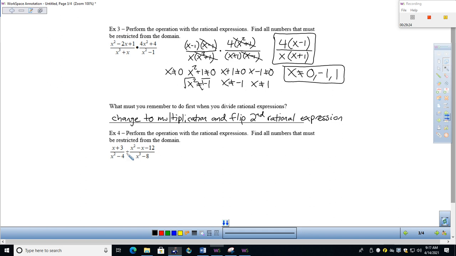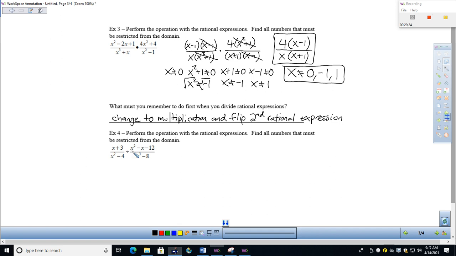The one that maybe you remember from middle school is copy dot flip. So you copy the first, change that to a dot for multiplication. So copy, dot, and then flip. Okay? So we leave the first rational expression alone, change that to multiplication, and we flip this second rational expression.